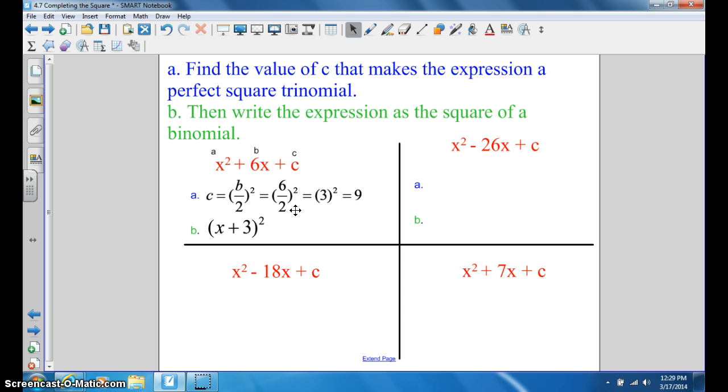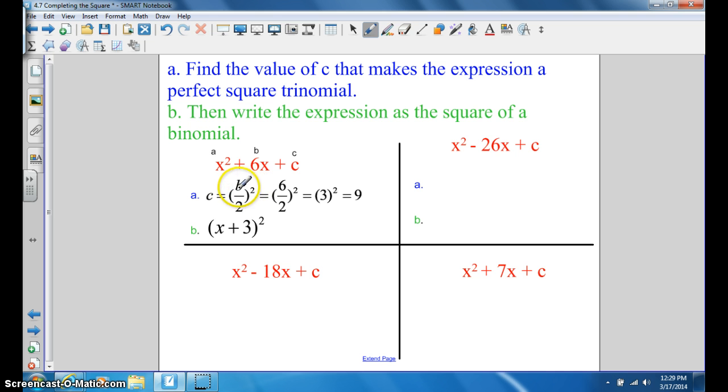So if we look at our first example, we have x squared plus 6x plus c. X squared is a, 6x is b, and c is going to be our c. We need to find what c is in order to make this factorable, and then we can solve it by factoring. We have a little formula here that we can use.